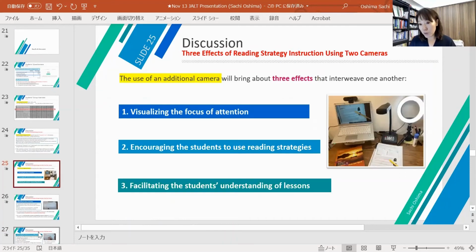As for the use of two cameras, more specifically, the use of an additional camera showing my hand will bring about three effects that interweave one another. 1, visualizing the focus of attention. 2, encouraging the student to use reading strategies. And 3, facilitating the student understanding of the lesson.